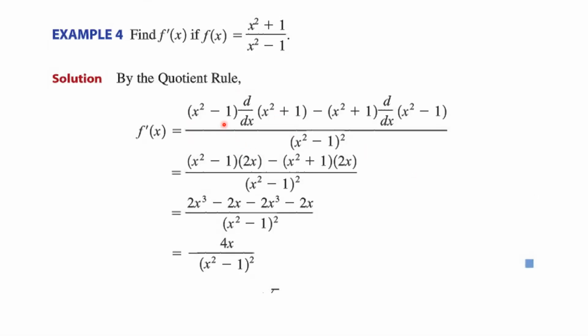So this is going to be denominator times derivative of the numerator minus numerator times derivative of the denominator, all divided by the denominator whole squared. Now the derivative of this is 2x. The derivative of this is also 2x. So when I simplify this, the 2x cubes will cancel out, and I'm left with minus. Again, there is a minus sign here in front. 4x all over x squared minus 1 whole squared.